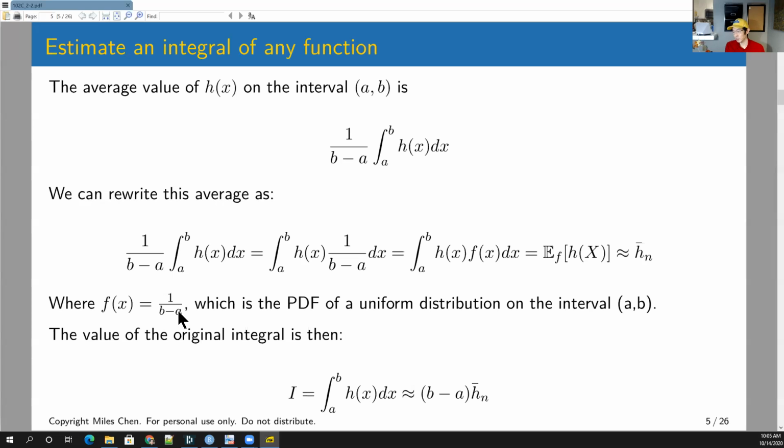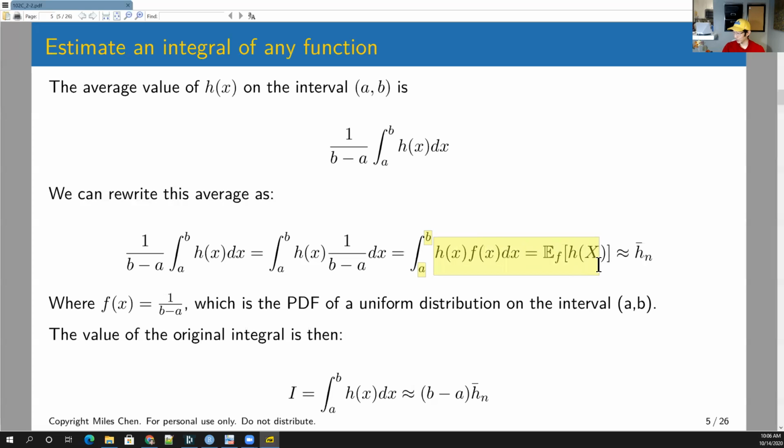And so we can rewrite this average by bringing 1 over b minus a into the integral. Now we have the integral from a to b of h of x times 1 over b minus a. Okay, and 1 over b minus a is the PDF of a uniform distribution, f of x, on the interval a to b. Because we have an arbitrary function multiplied by a PDF, we can express this integral as the expectation of the function h of x, where x comes from the PDF f. All right. Is that okay?